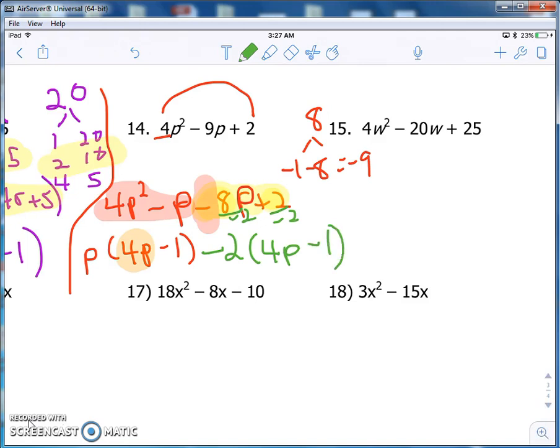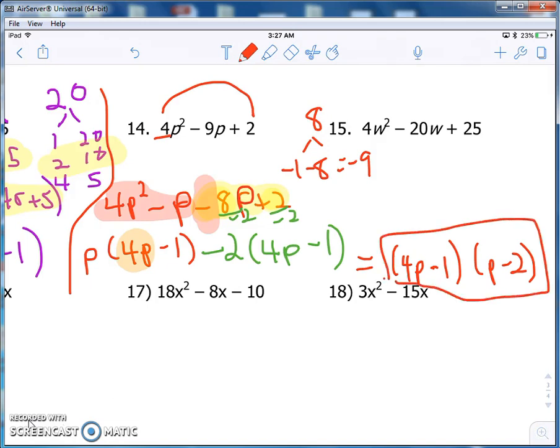And while I'm out of room, I think we can try to squeeze it in somewhere. We get 4p minus 1 and p minus 2. So that's 14. And we're about out of time. We will continue this with the third video.